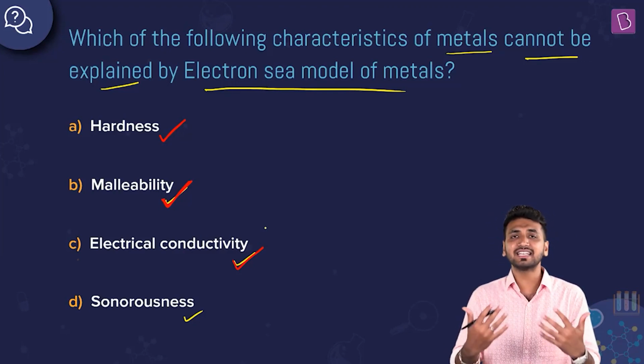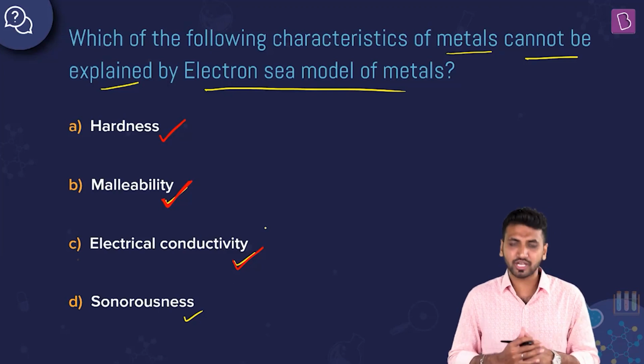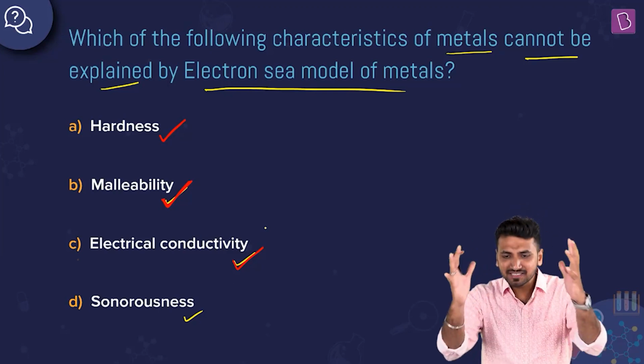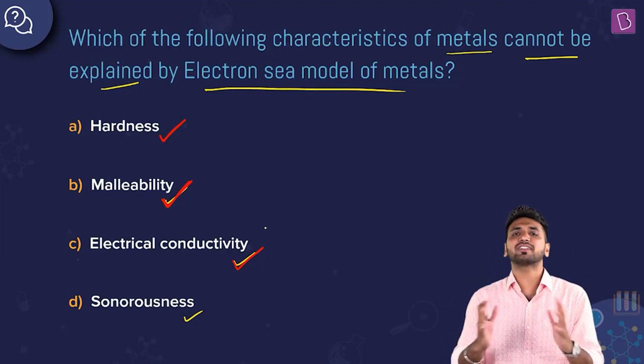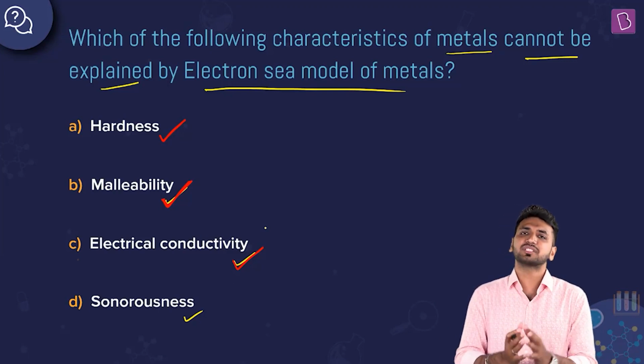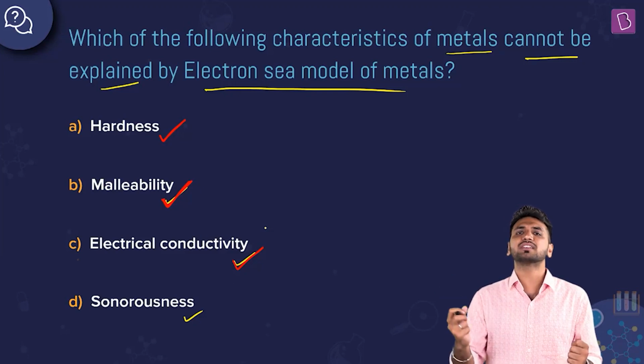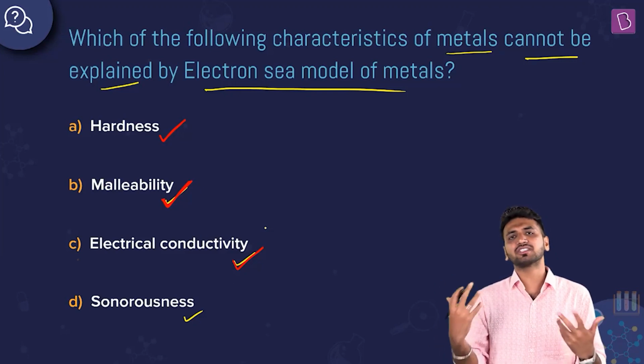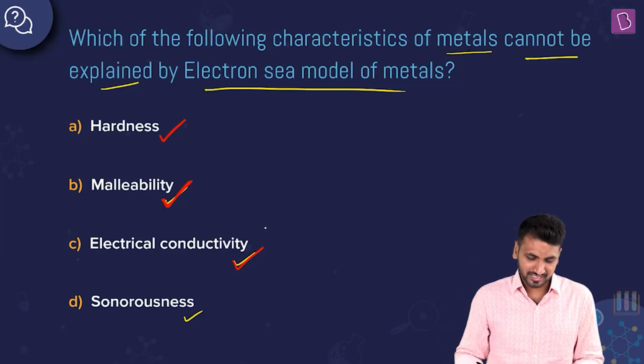Metals are highly electrically conducting in nature. And why? Because they have a sea of electrons. They have a huge number of free mobile electrons in their crystal, which can move from one location to another. And the movement of electrons is nothing but conduction, electrical conduction.